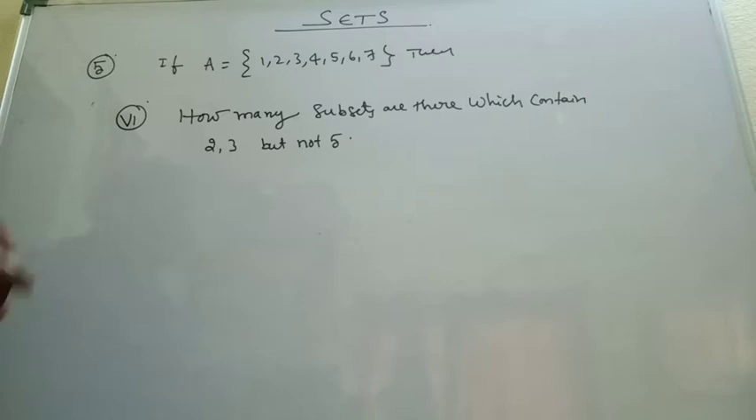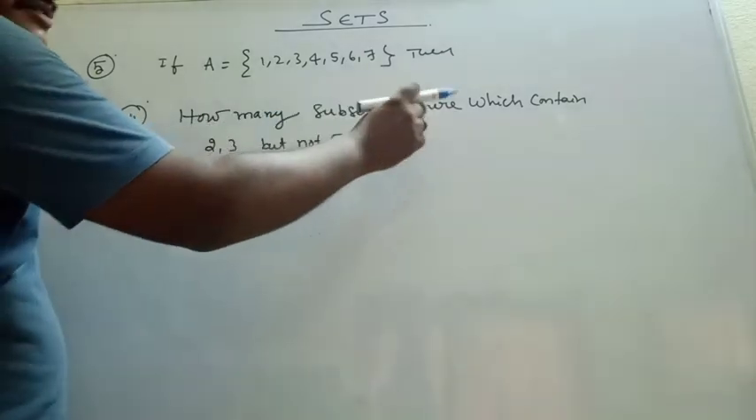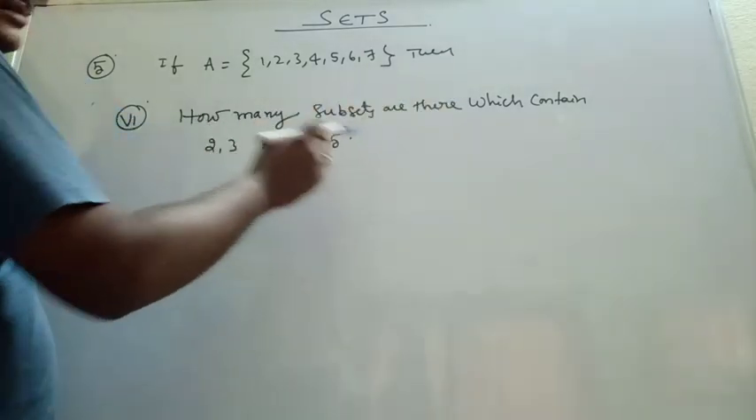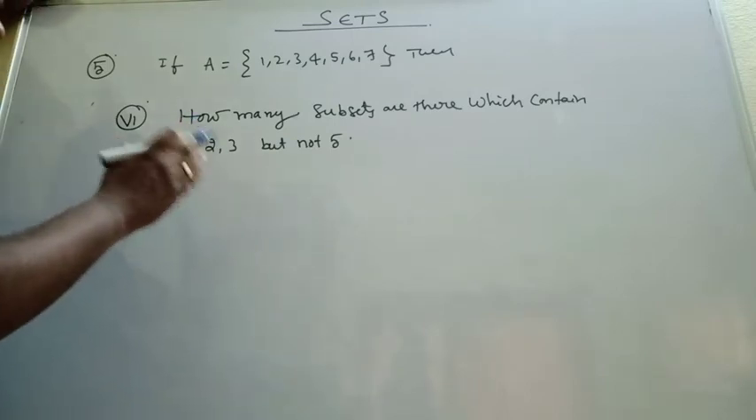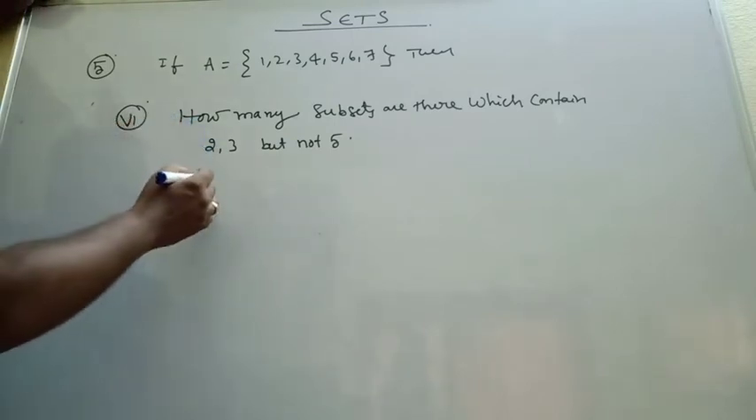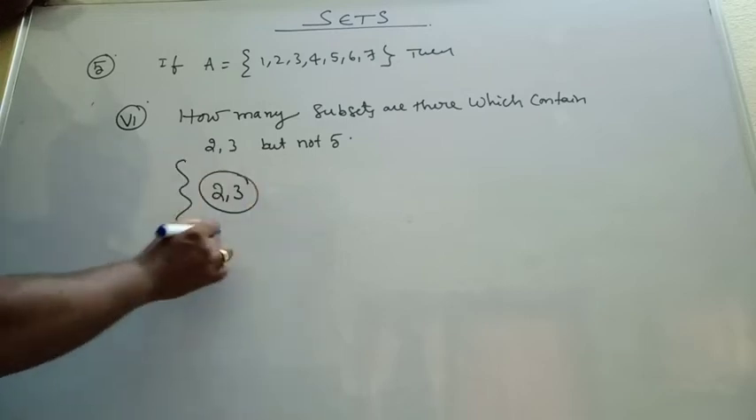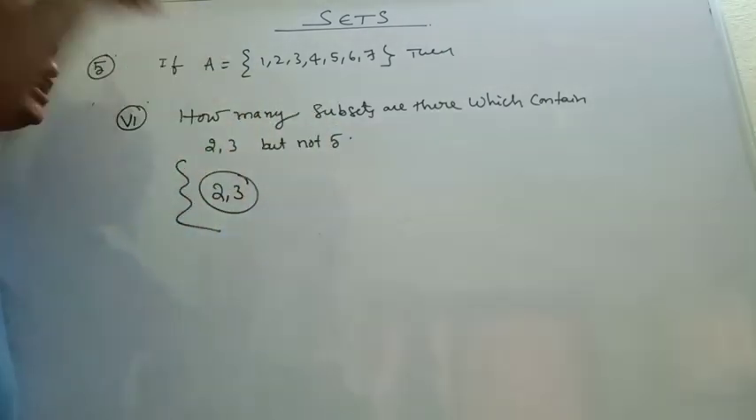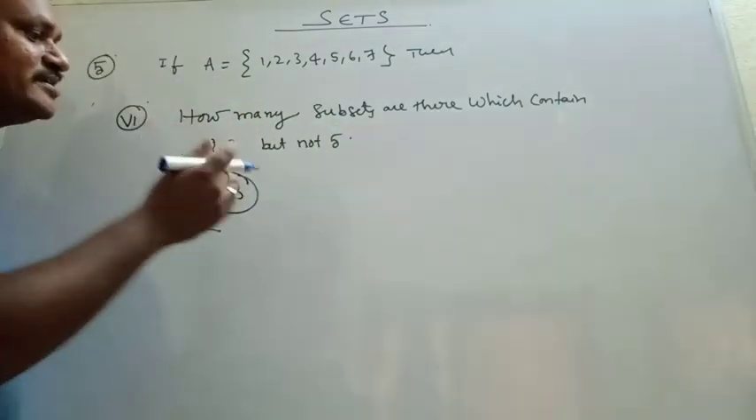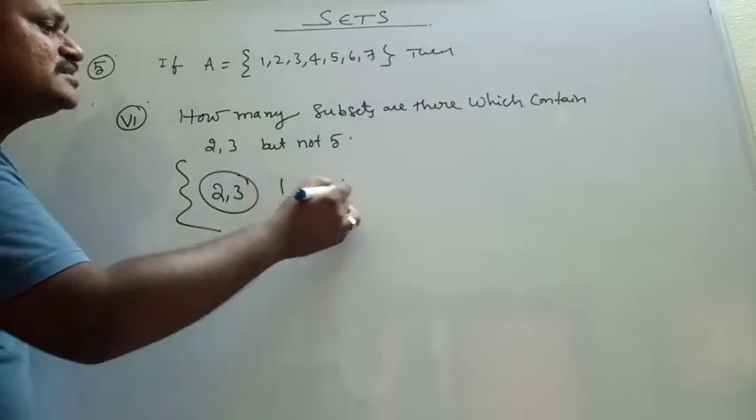Now we have one more very important and fascinating subpart. How many subsets are there which contain 2, 3 but not 5? Right, my dear students? I now need subsets which should contain 2, 3. That means 2, 3 is fixed, but it should not contain 5. You remove 5. Then what are the remaining elements? You have 1, 4, 6, 7.